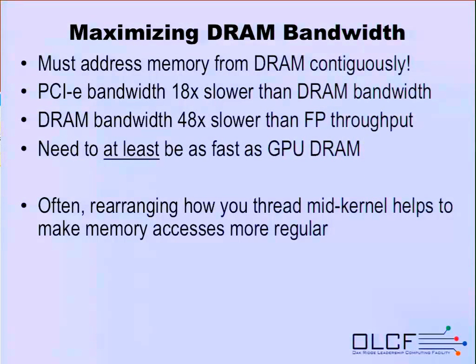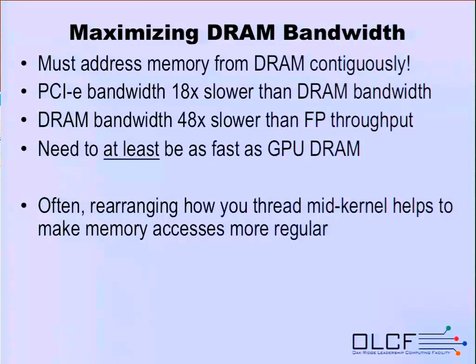So the next thing you want to consider, this is the next challenge, is maximizing the DRAM bandwidth. You really want to access it contiguously. As your threads go from one index to the next, you want your memory locations to go from one address to the next. The PCI Express bandwidth, these are all GPU numbers.